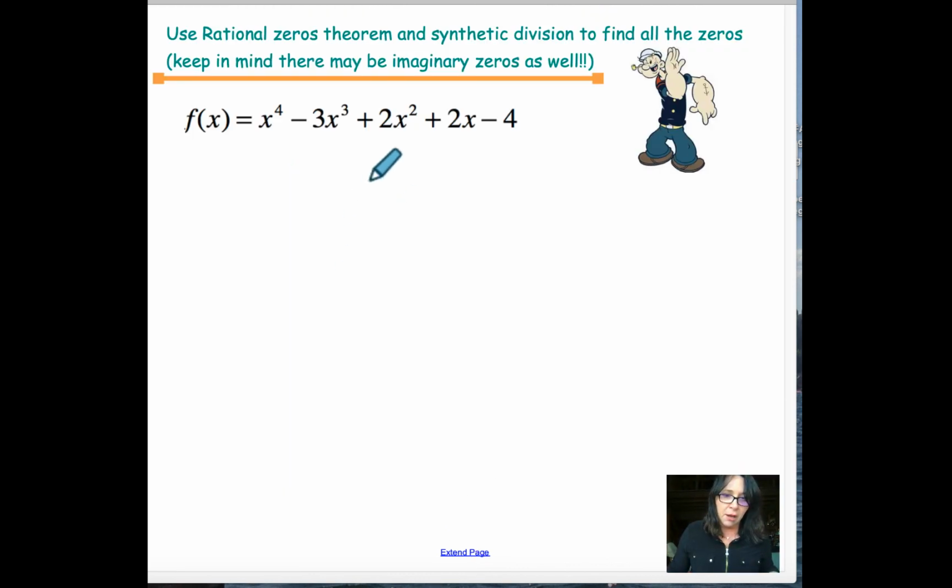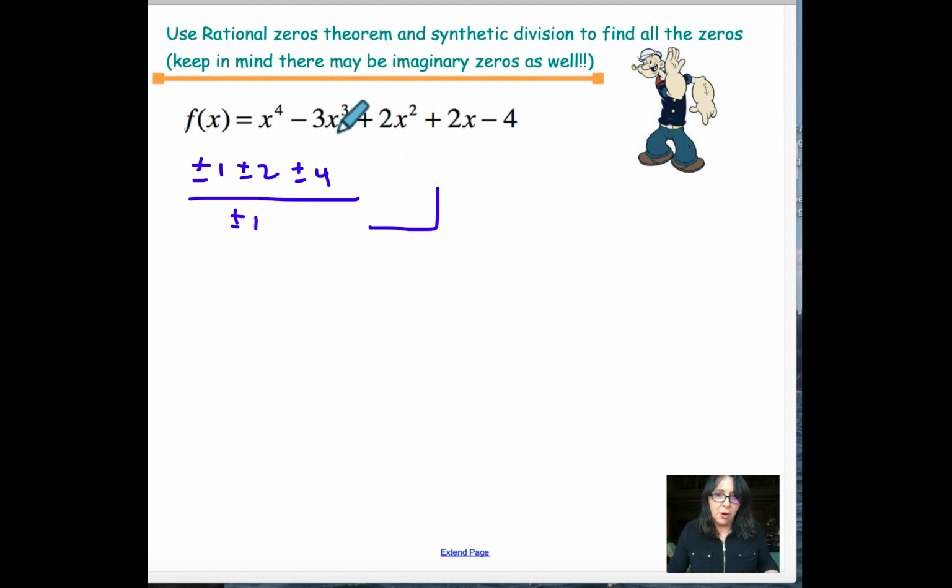Last one, I think, for this mostly, use the rational zeros theorem to find all the zeros. So my choices are plus or minus 1, 2, and 4, all over plus or minus 1. That's it. So I'm going to try 1s, 2s, and 4s, and those are what I get.